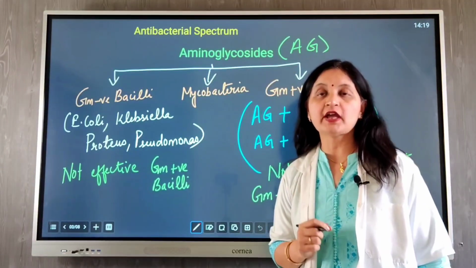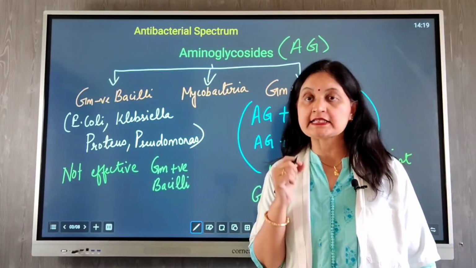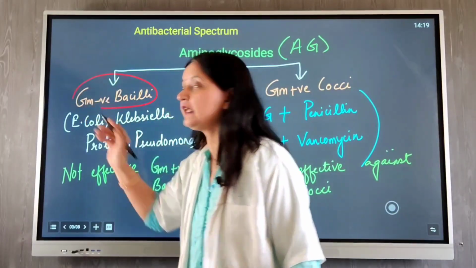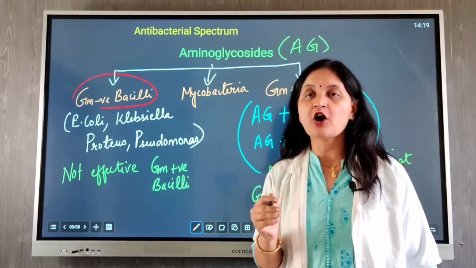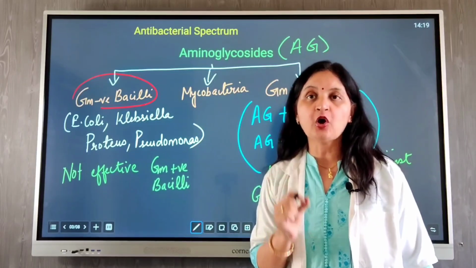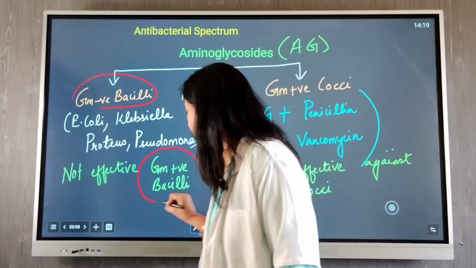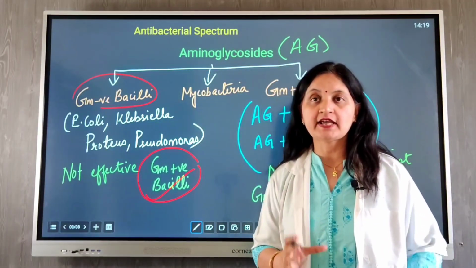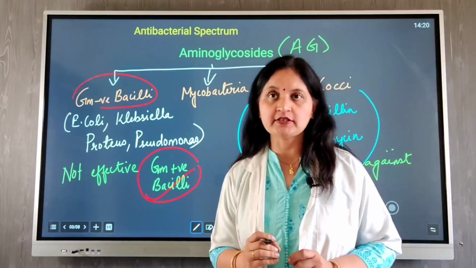Now let's move on to the antibacterial spectrum to know the therapeutic uses of aminoglycosides. They are highly active against gram-negative bacilli such as E. coli, Klebsiella, Proteus, Pseudomonas. Salmonella is however excluded. They are not effective against gram-positive bacilli. So gram-positive bacilli are not affected by aminoglycosides. Aminoglycosides treat serious gram-negative infections.